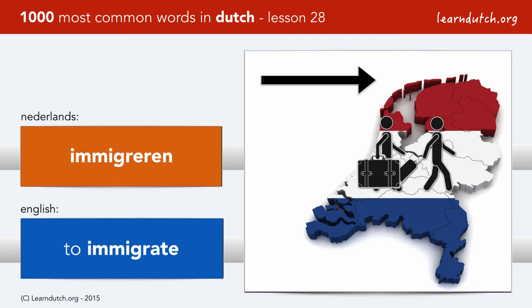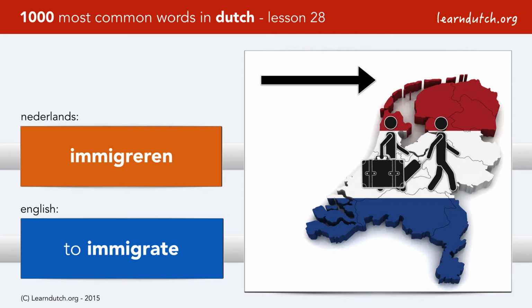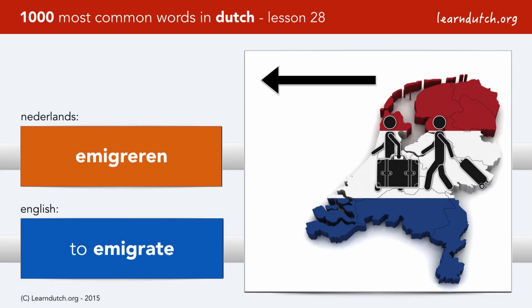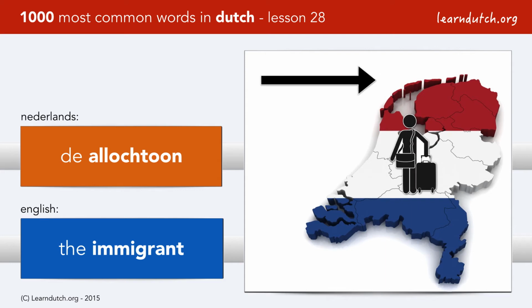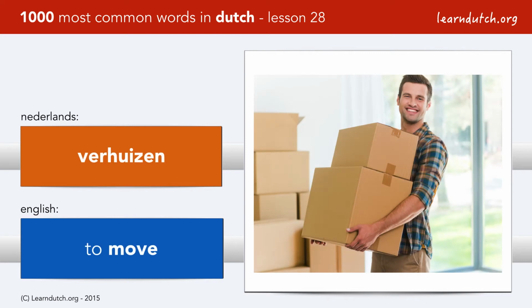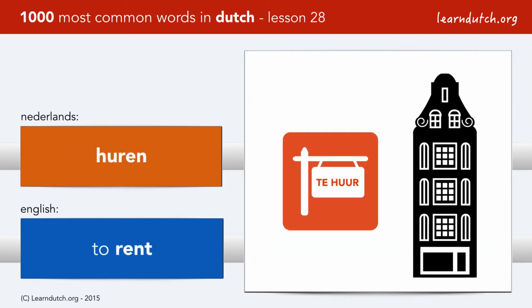Immigreren. The opposite is emigreren. De allochtoon. Verhuizen. And when looking for a house, you have the choice between kopen, to buy, we learned that in lesson 8, and huren. If you are new to the country, it likely will be huren.